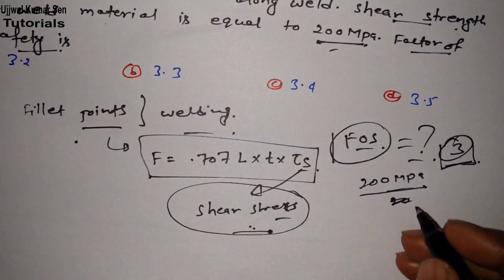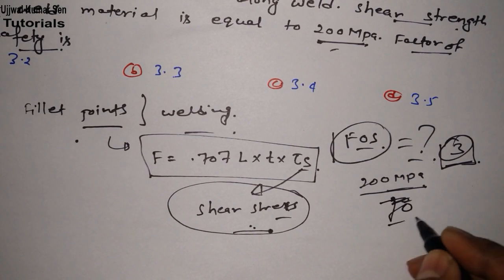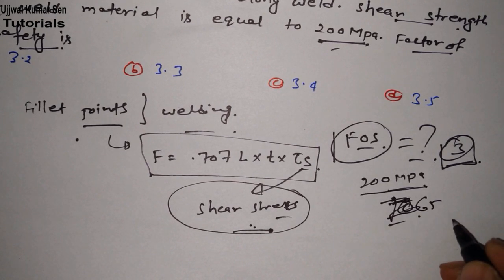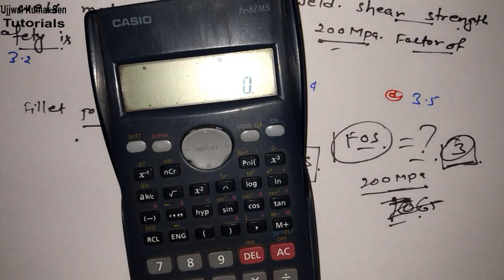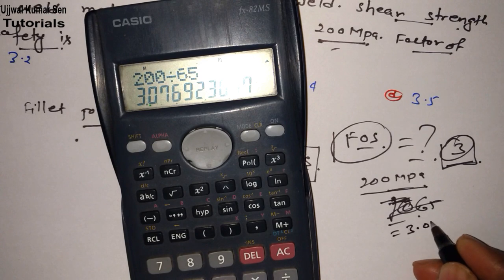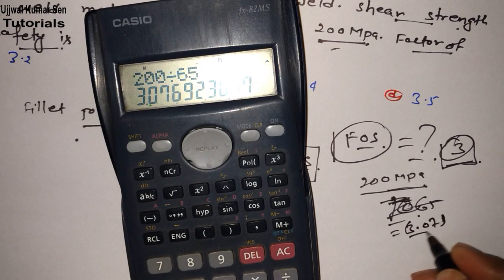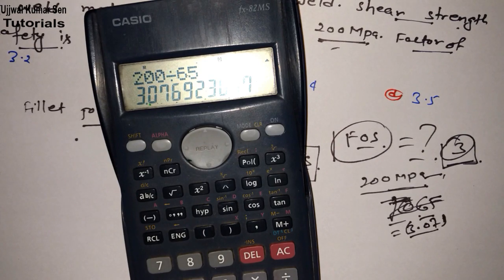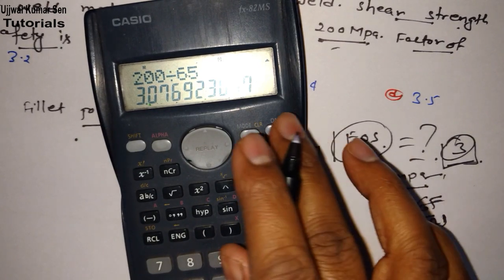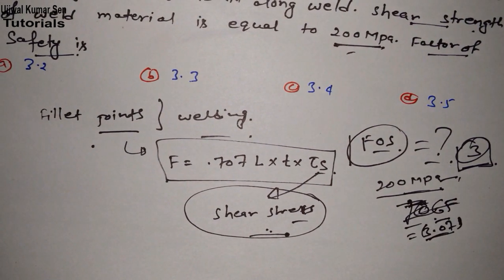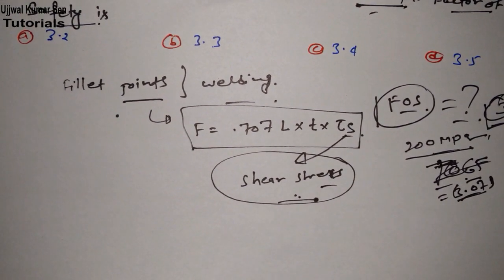All right, so suppose it's coming 65. We'll divide 200 by 65. What we are getting is basically 3.07. There is no unit of it because the unit in the denominator and numerator is the same. So 3.07 is the factor of safety. I hope you understand now what factor of safety is, right? Now let's solve the numerical problem.